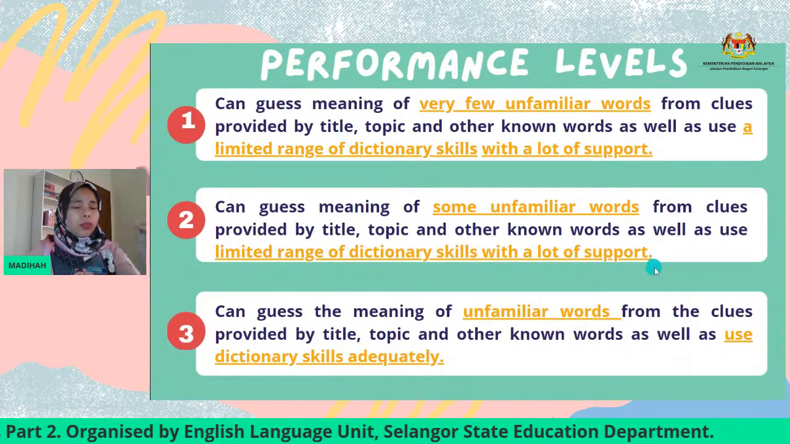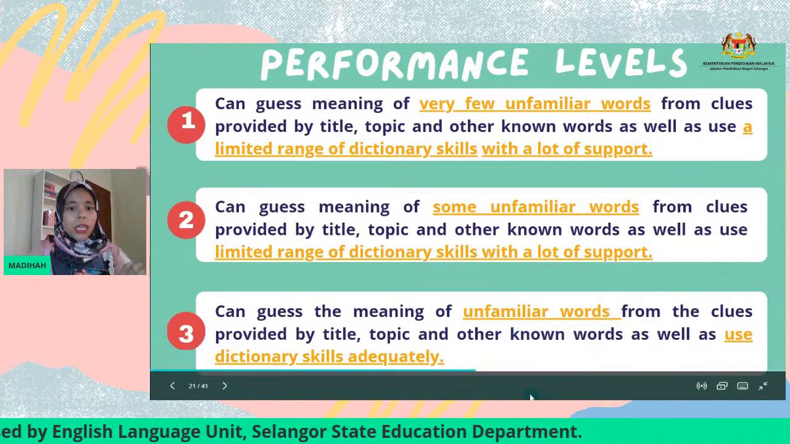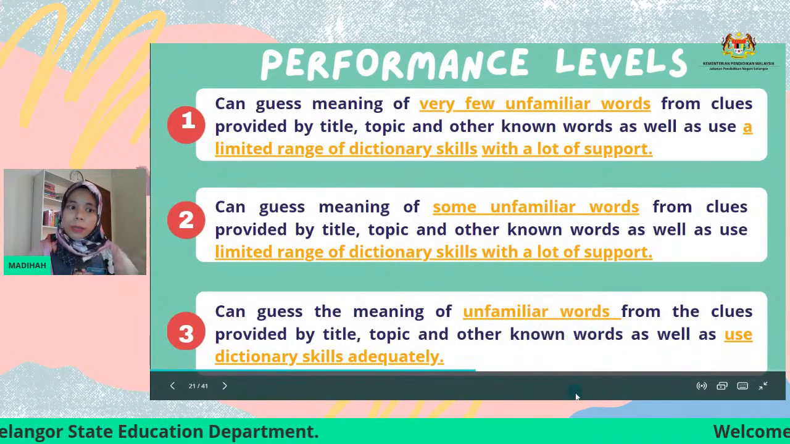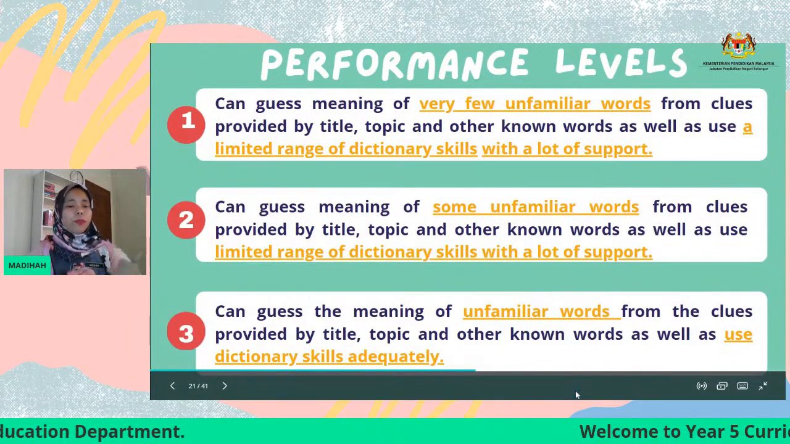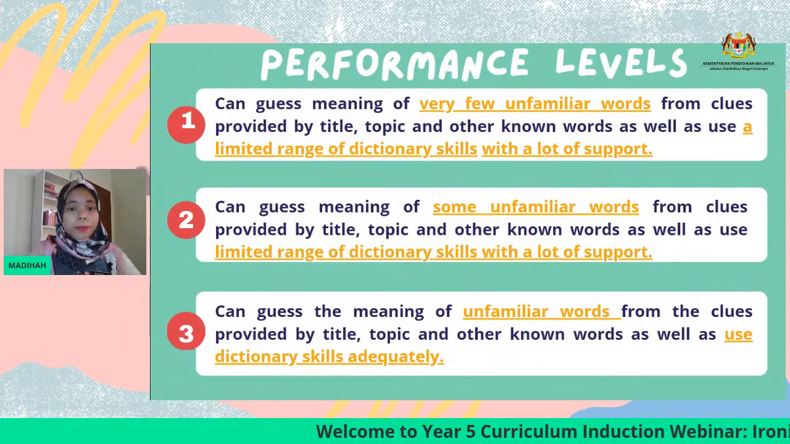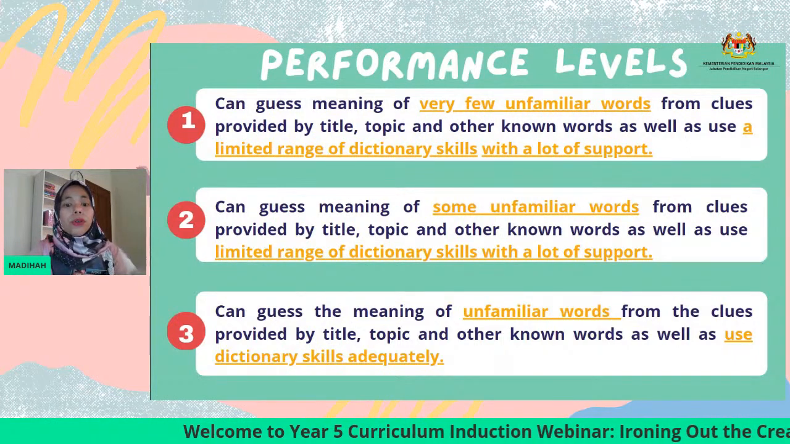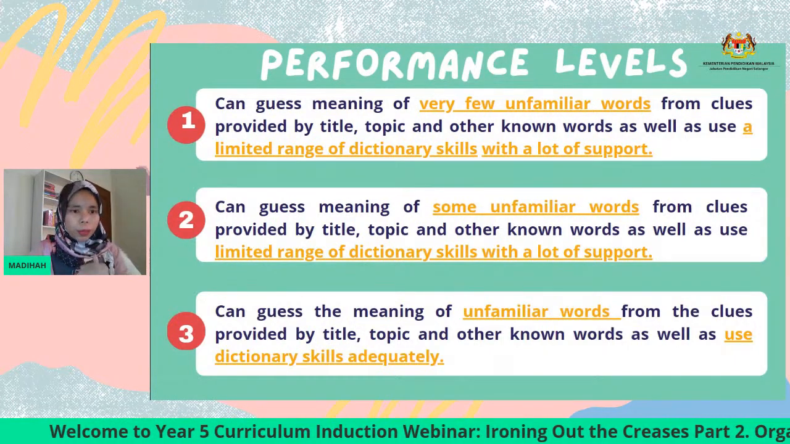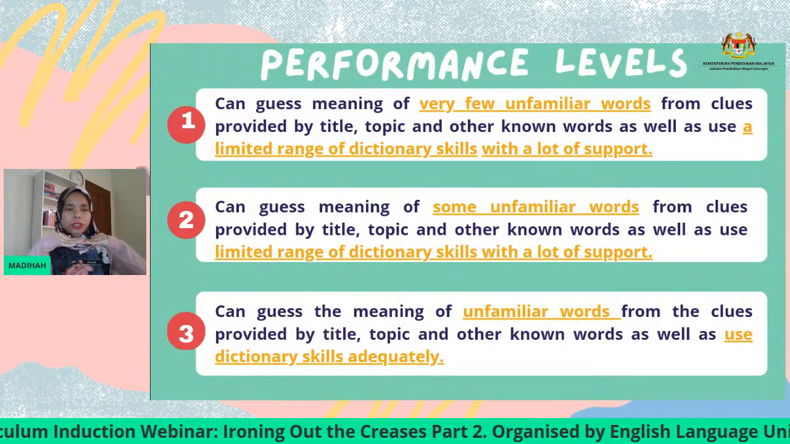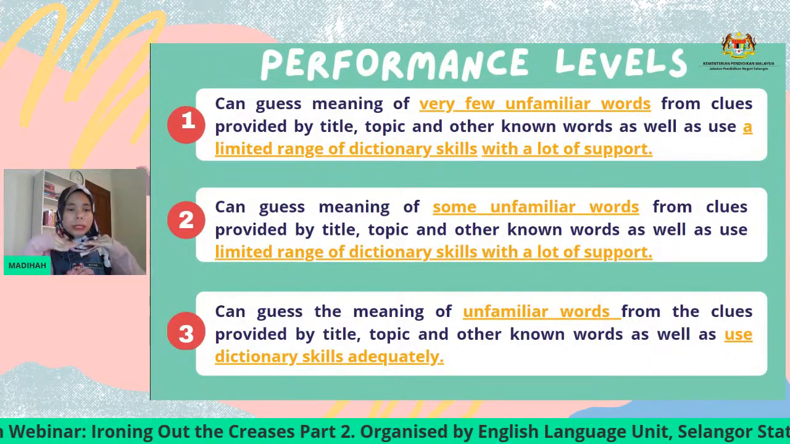But as we move along to TP3, we can actually see the students still can guess the meaning of unfamiliar words, which means maybe they can guess 6. Maybe if you put in your objective only 4 words, then they can actually guess 4 words from the clues and also use dictionary skills adequately. So that actually differentiates students of TP2 and also TP3.